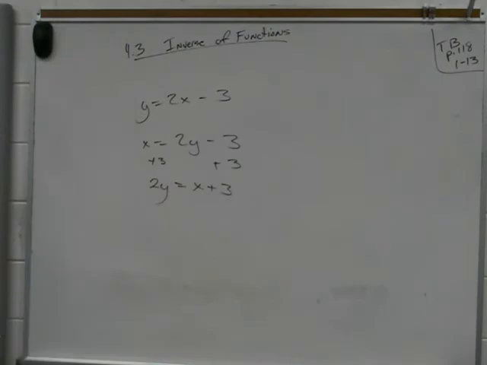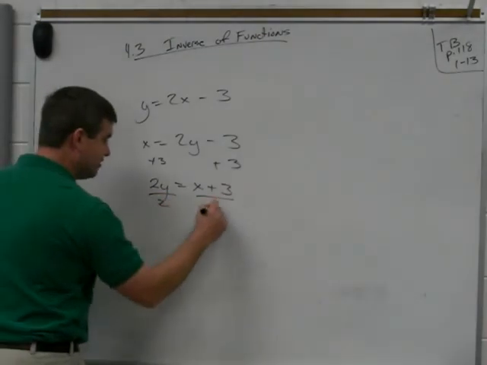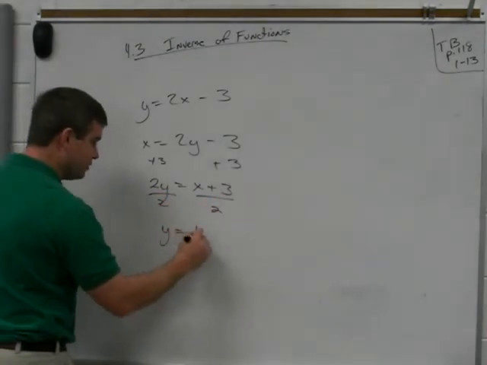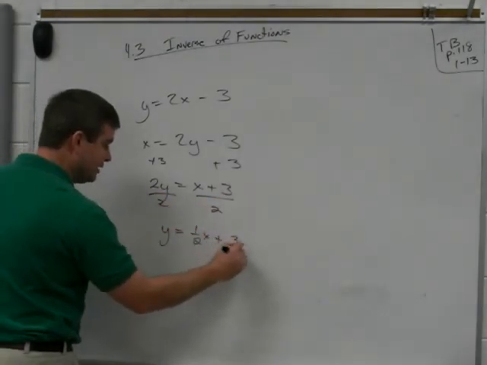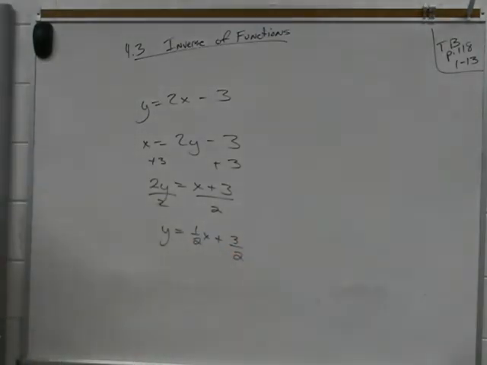Okay, now what? Divide by 2. Divide both sides by positive 2. So divide here and I divide here. y equals 1/2 x plus 3 over 2. 1/2 x plus 3 over 2.